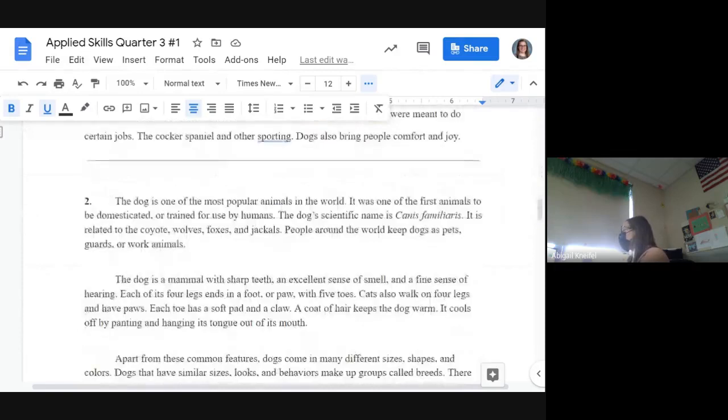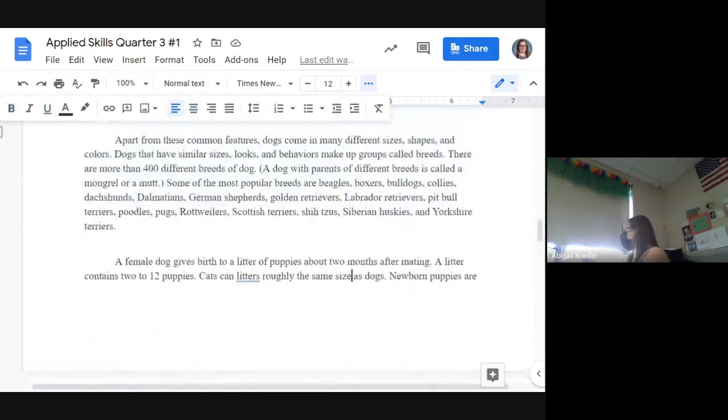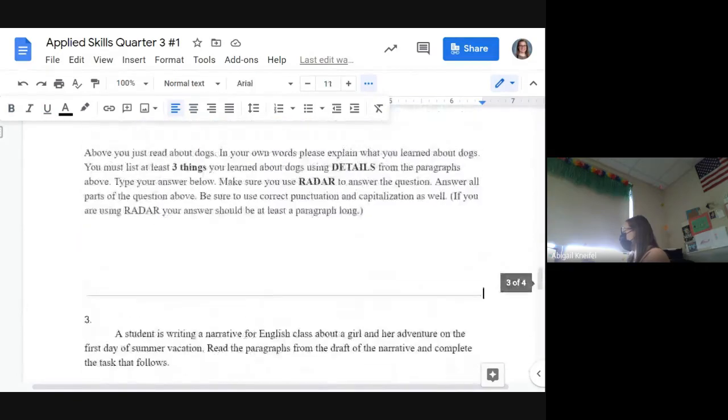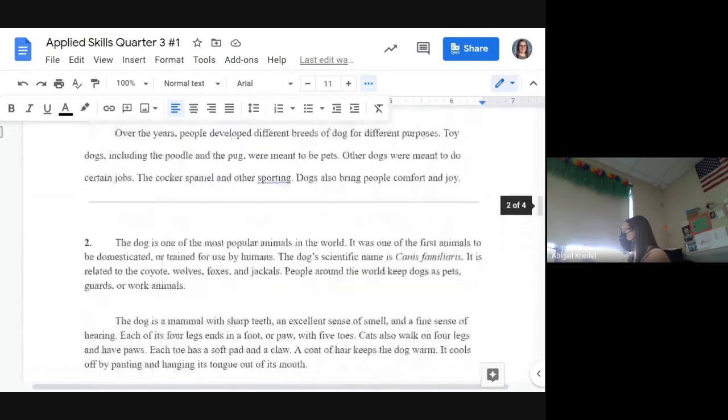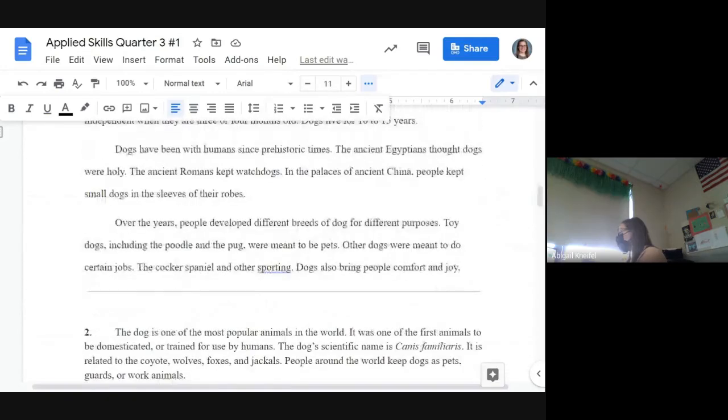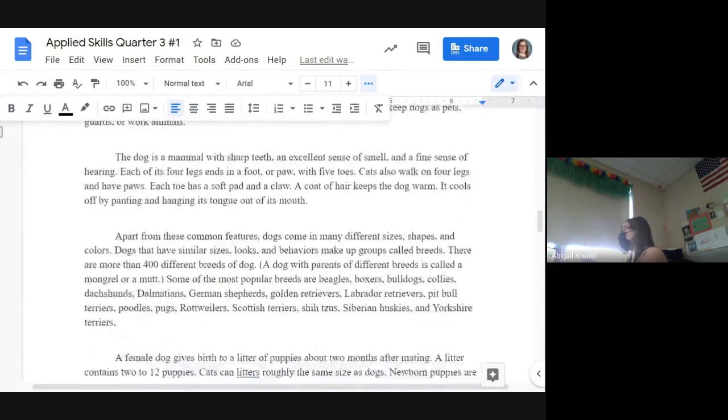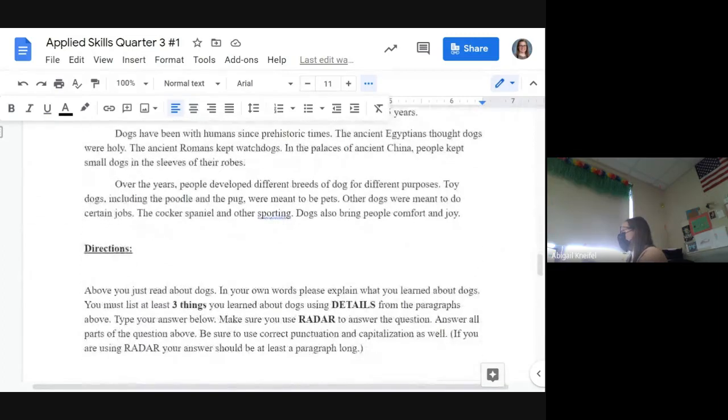Now, number two is set up a little bit different. The story is first. Oh, wait, sorry. Oh, wait, no, I lied. So the exact same story that we just read is here again, but with different directions. So I'm going to read the directions, and then we can go back to the story.